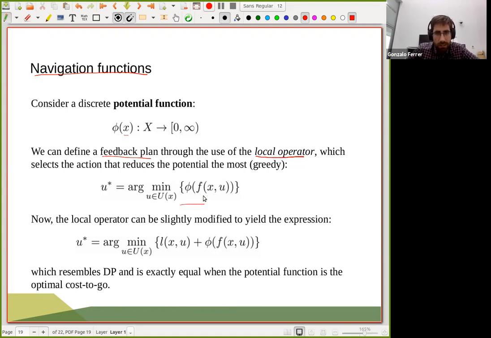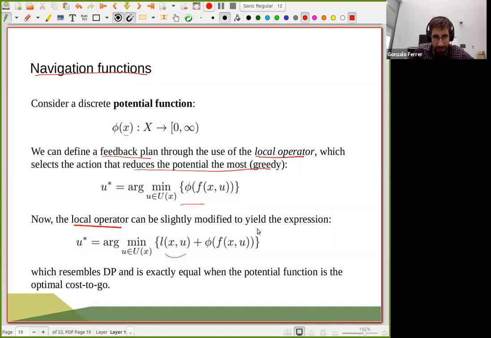Intuitively, what it's doing is just selecting the next action that reduces the potential. So you can think of it as a kind of greedy approach. It's just trying to minimize. We don't know what this potential function is, but let's say you have it. Then the way you are going to calculate actions is by minimizing this potential. And what we can do now is slightly change the local operator, and we are going to be adding this term. Okay?